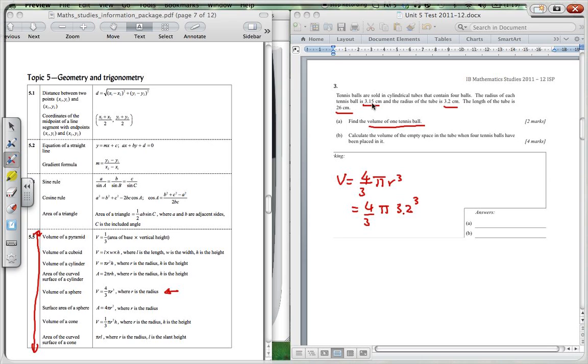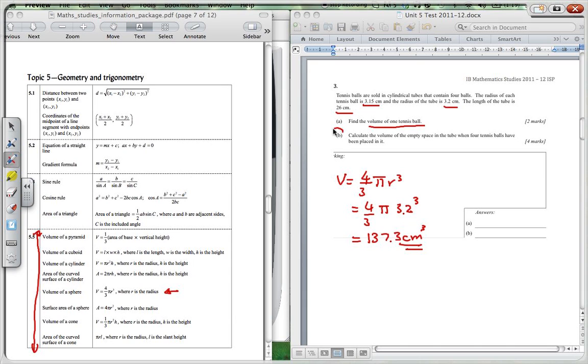So I'll write that as 137, because we want three significant figures. Actually, 137 would be fine. I'm going to write it 137.3 centimeters cubed. It's really important to put your unit in. So that's the volume of one tennis ball.